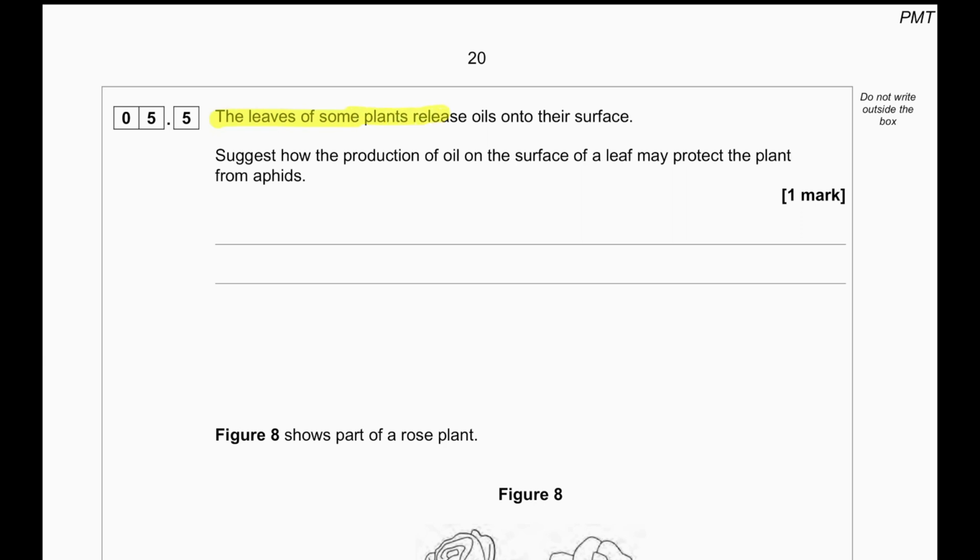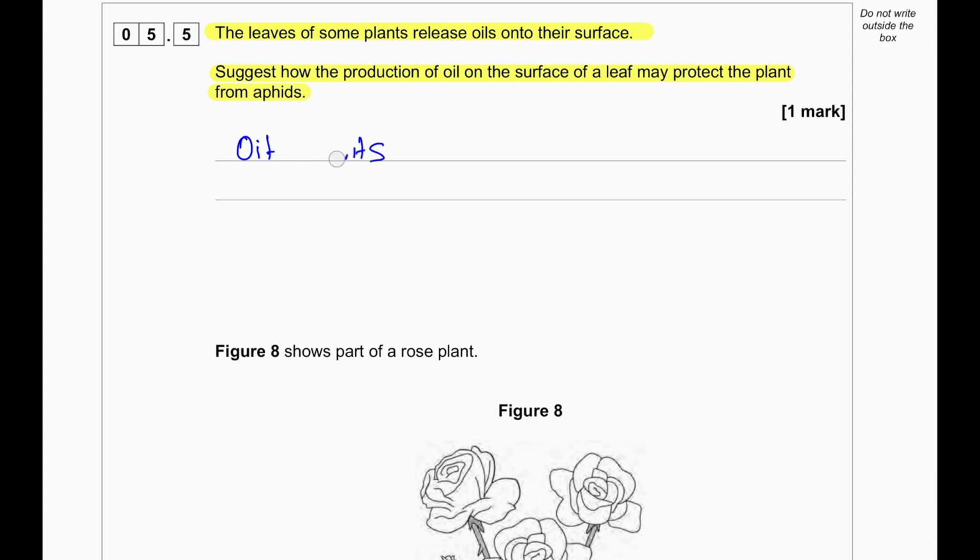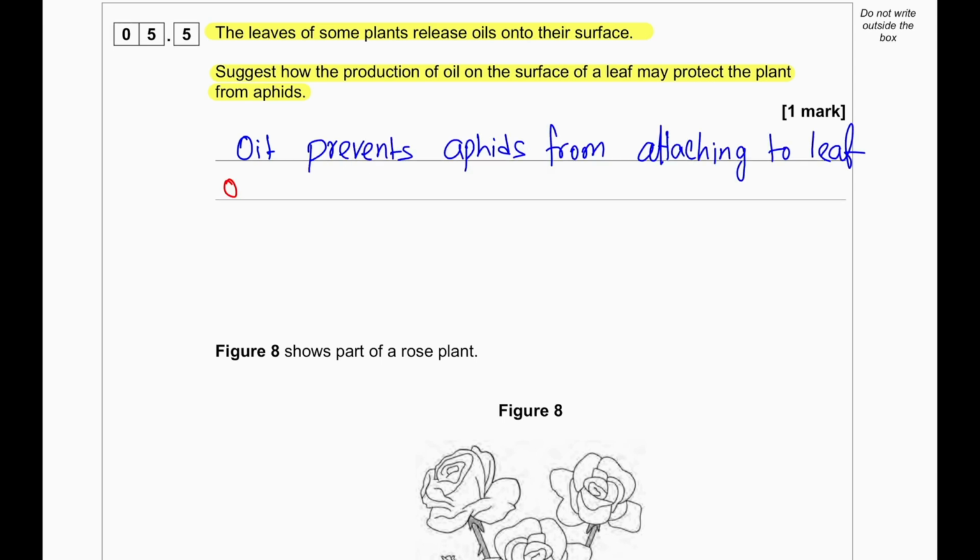The leaves of some plants release oils onto their surface. Suggest how the production of oil on the surface of a leaf may protect the plant from aphids. The oil can prevent the aphids from attaching to the leaf. So the aphid is unable to attach to the leaf, and the oil may also kill the aphid.